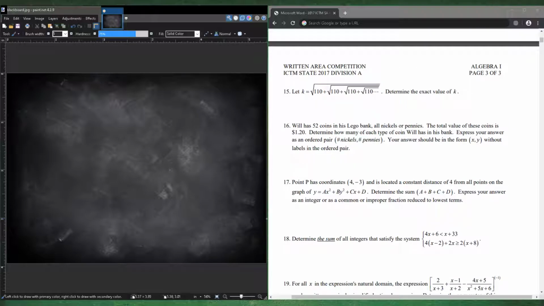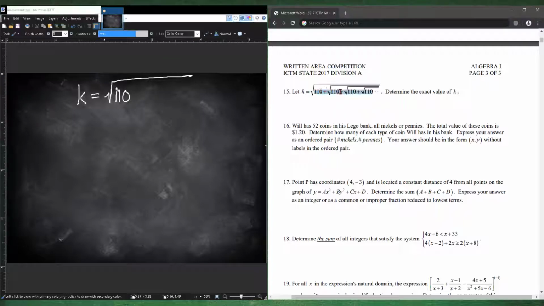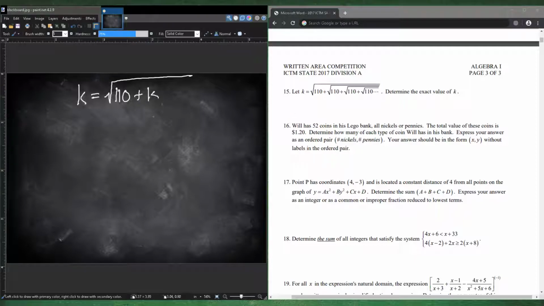Okay, number 15. Let k equal the infinite radical of 110 plus the square root of 110 plus the square root of 110, etc. An easy way to do this is to substitute wherever we see the repeating pattern. We see it already inside, so we could substitute that section with plus k. Imagine that infinite radical right here again, etc. That's why we substitute with k.